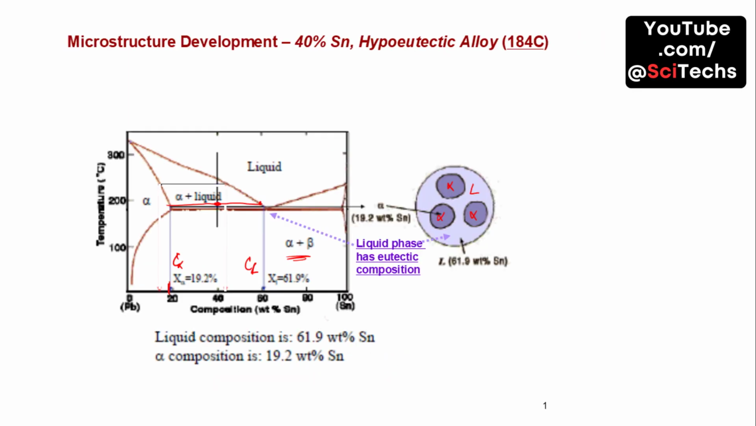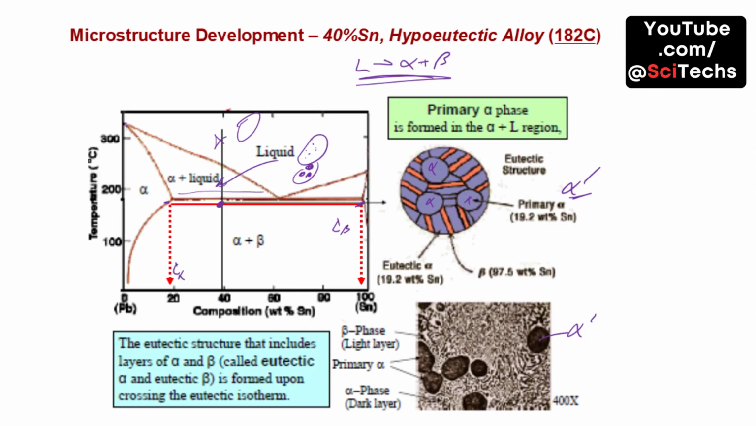At 184 degrees Celsius, the microstructure of a 40% Sn hypoeutectic alloy evolves, showing a liquid phase with eutectic composition and the formation of alpha and beta phases. At 182 degrees Celsius, the microstructure development includes the formation of primary alpha and beta phases.